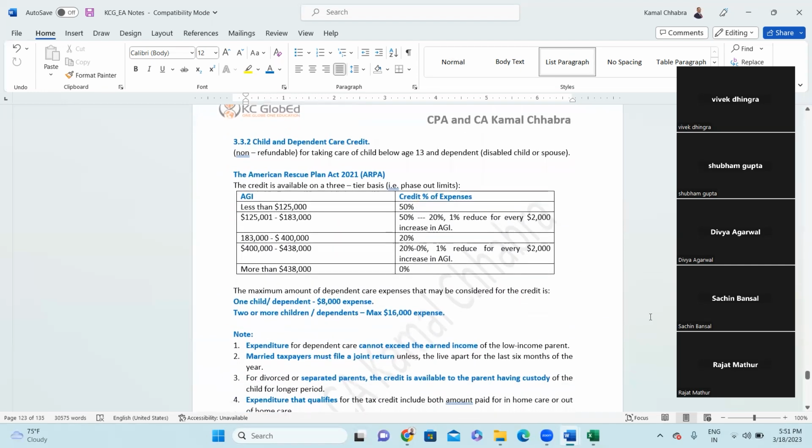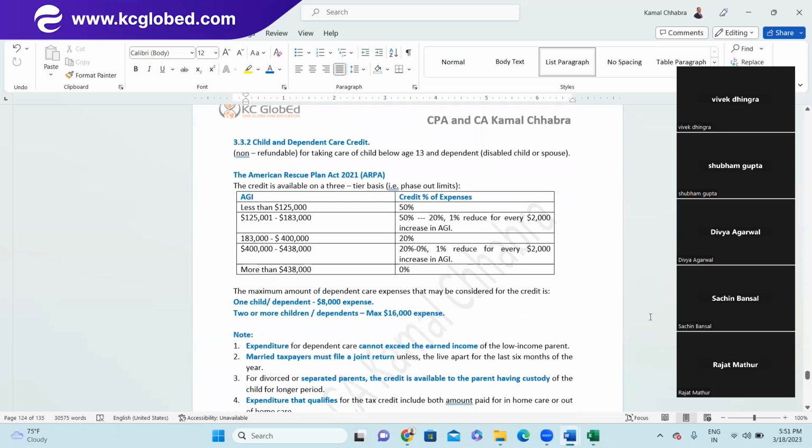Okay. Next is child and dependent care credit. So this one is a non-refundable tax credit. So what is the difference between refundable and non-refundable tax credit? Any idea?